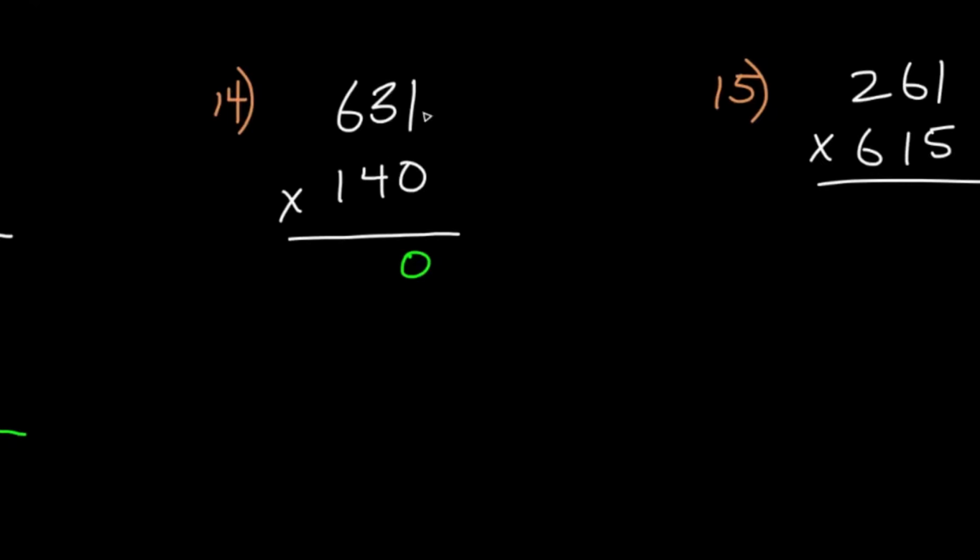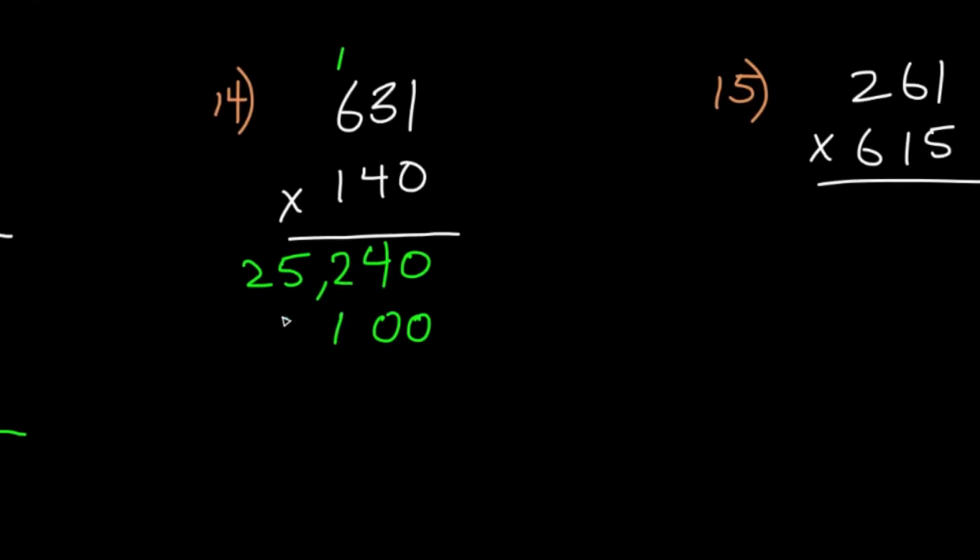So now we have 4 times 1 is 4. 4 times 3 is 12. Carry the 1. 4 times 6 is 24 plus 1, 25. Now we're multiplying by the hundreds. So if we put 2 zeros as placeholders, we can now think of it as multiplying by 1. So 1 times 1, 1.